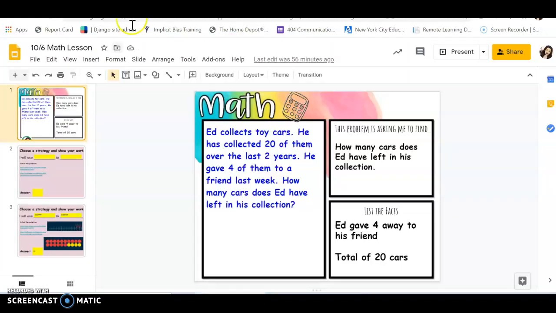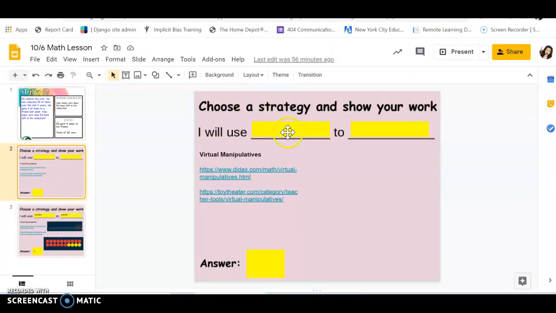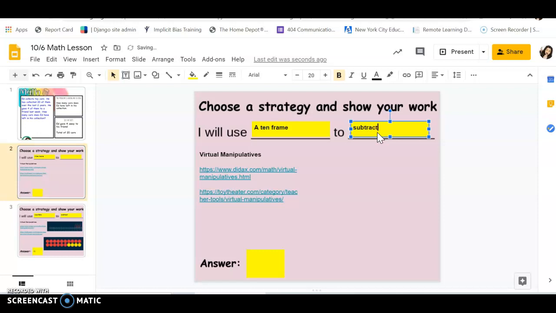So let's go back. What strategy did I use? A 10 frame. What operation did I use? Well, I used subtraction. I used 20 minus 4 to help me. And so my answer was 16.